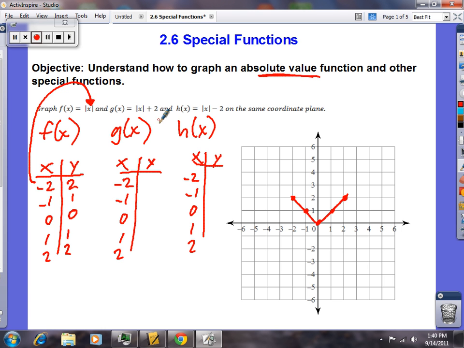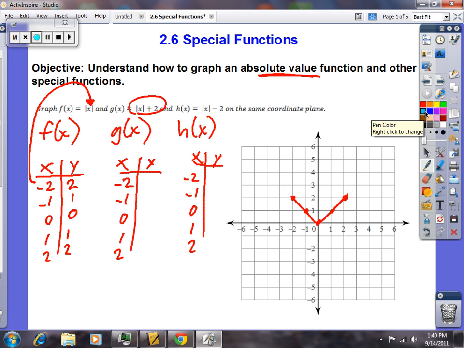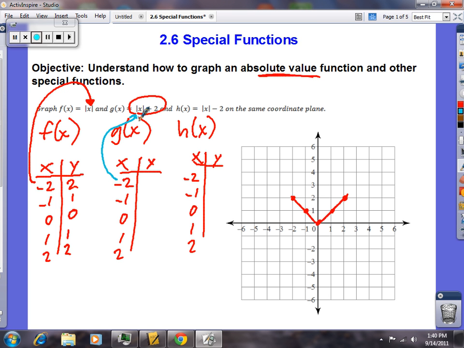We'll get you started. G of x is this function right here: absolute value of x, but then you're going to plus 2 at the end. So let me get a different color. If we plug -2 in, what's the absolute value of -2? But then when you're done, you got a plus 2. So you're going to get a 4. -1, what's the absolute value of -1? 1 plus 2. So do the same for your h of x, and then graph all 3 in the same coordinate plane.